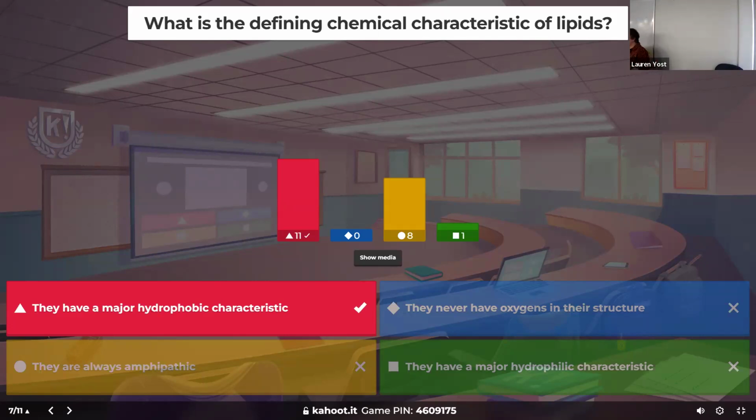So we have the characteristics of lipids. Lipids always have a hydrophobic characteristic. Now, they can be amphipathic, but they're not always amphipathic. So that's why the yellow is not correct for this one. They're not always amphipathic. They can be.